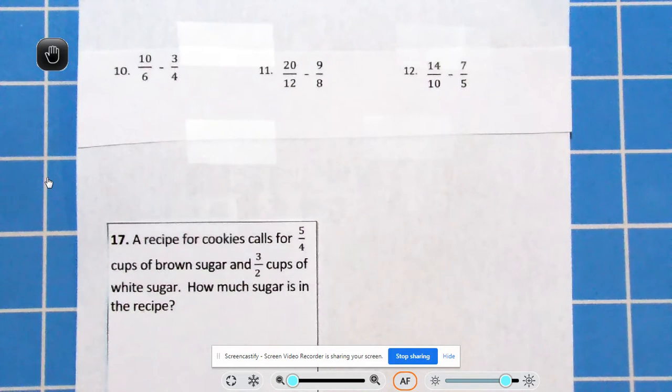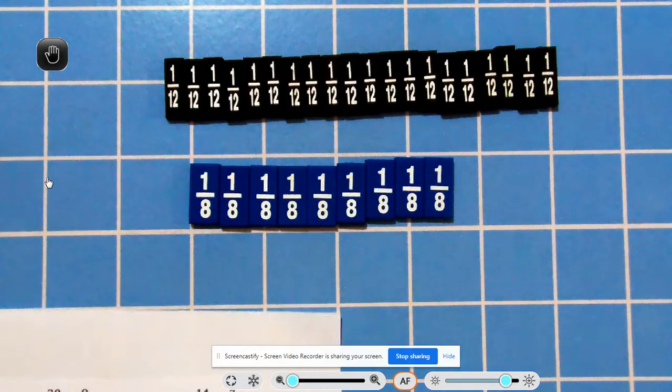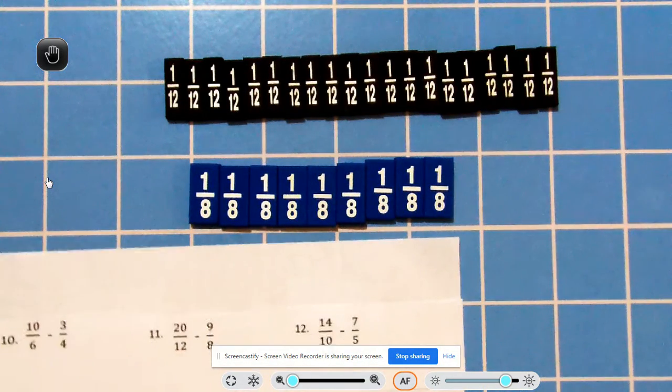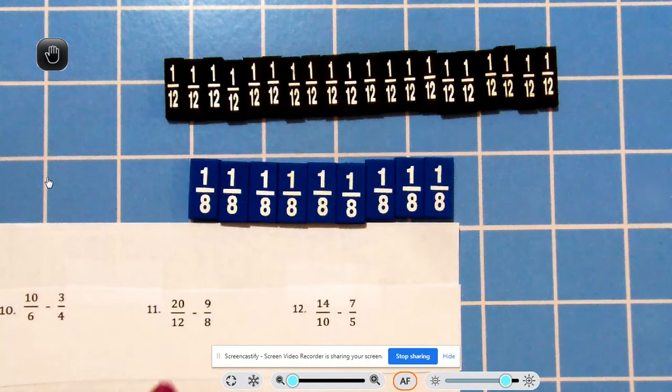I like to have a lot of workspace for these types of problems. So I have my notebook. I'm going to copy down this problem. And then I have some fraction bars that we will use to help us figure out what the mixed number would be. So for 20/12, that means you have 20 twelfths pieces. So let's count and make sure we have 20 twelfths pieces.